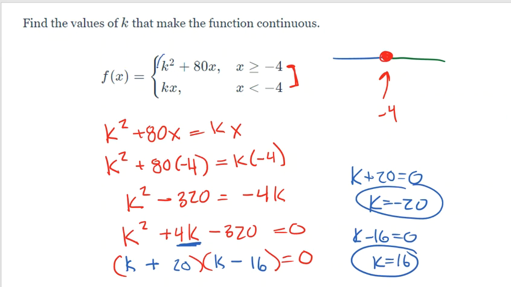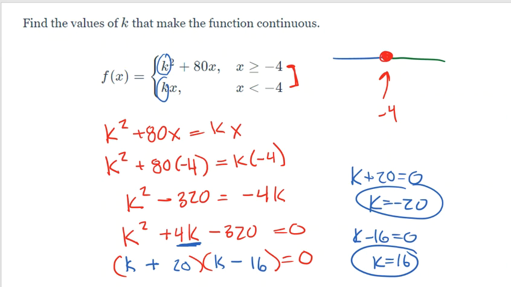If I were to turn these k's into either, both of them would have to be the same, right? If I make them both 16s, I will create a piecewise function that is continuous when x equals -4. Or if I turn both of those k's into a -20, I will create a piecewise function where both sides meet, and they're therefore continuous at -4.